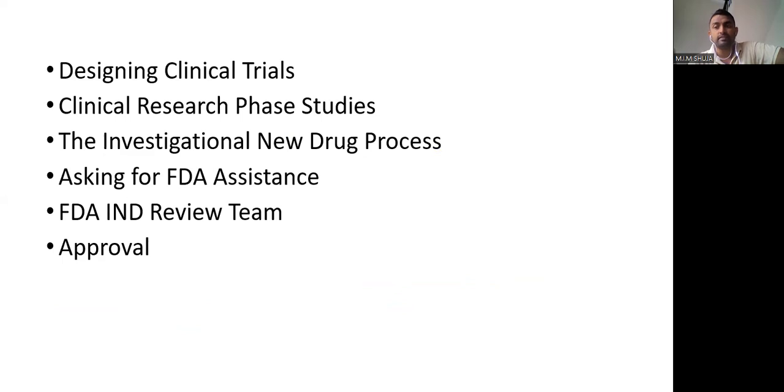So this process contains the clinical study phase, designing clinical trials. You have to design it. Then you do the clinical research phase studies. That means you have to decide how you are going to do it. Then the investigational new drug process, asking for FDA assistance, and the FDA and IND review team approval.